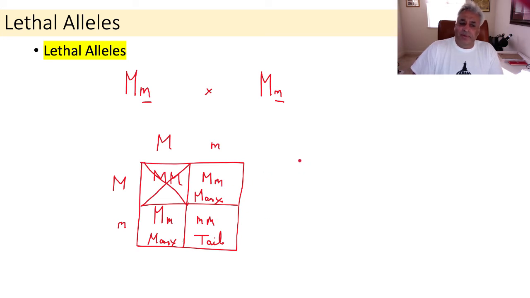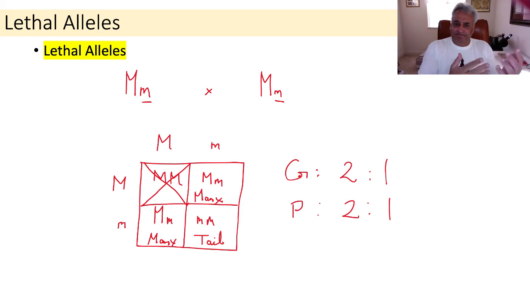So the genotypic ratio, in this case, is going to be 2 Manx cats to every 1 normal. And in terms of the phenotype, that also is going to be 2 Manx cats to every 1. So we're not seeing the 3-to-1 ratio, we're seeing the 2-to-1. And that pattern suggests that we have lethal genes inside that system.